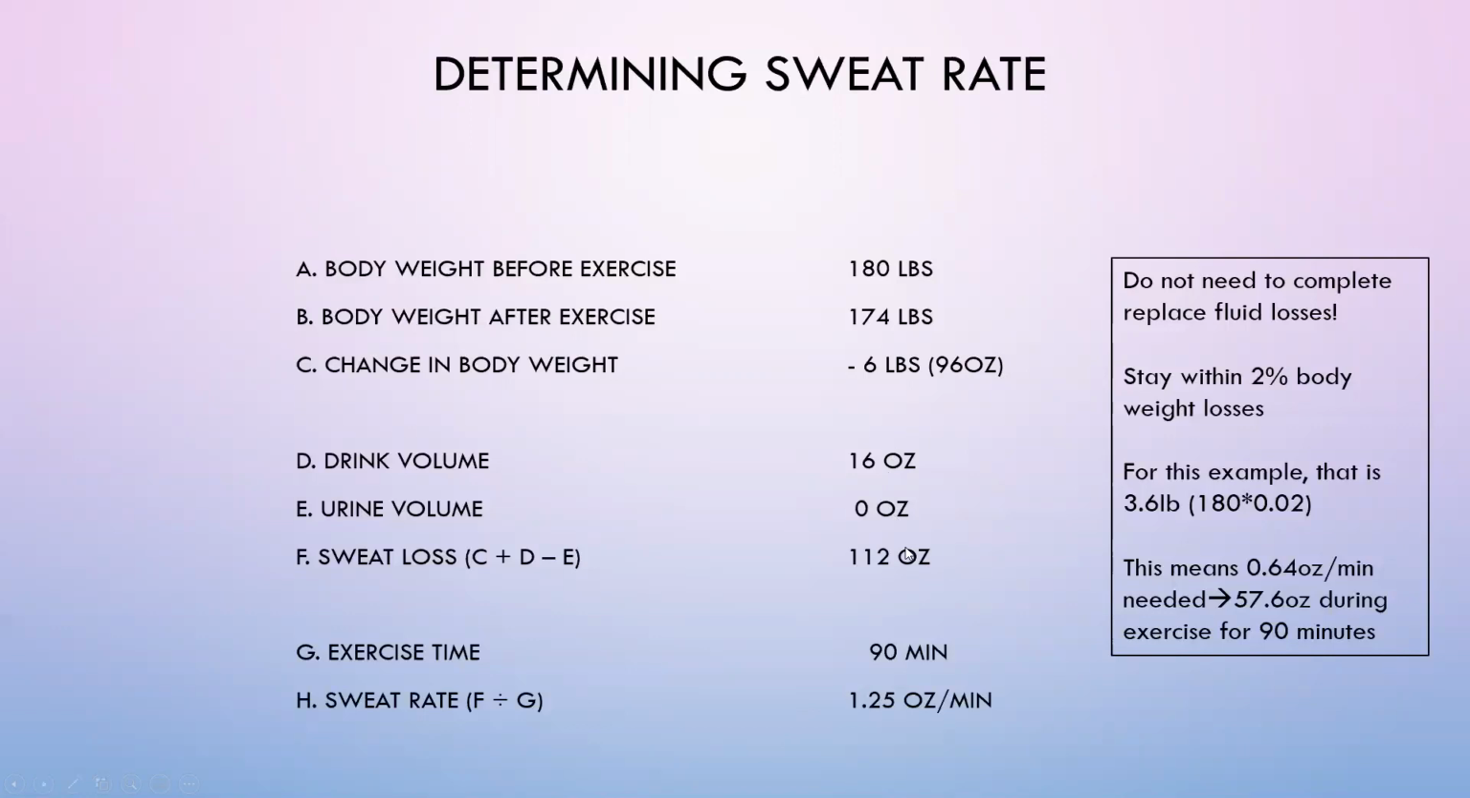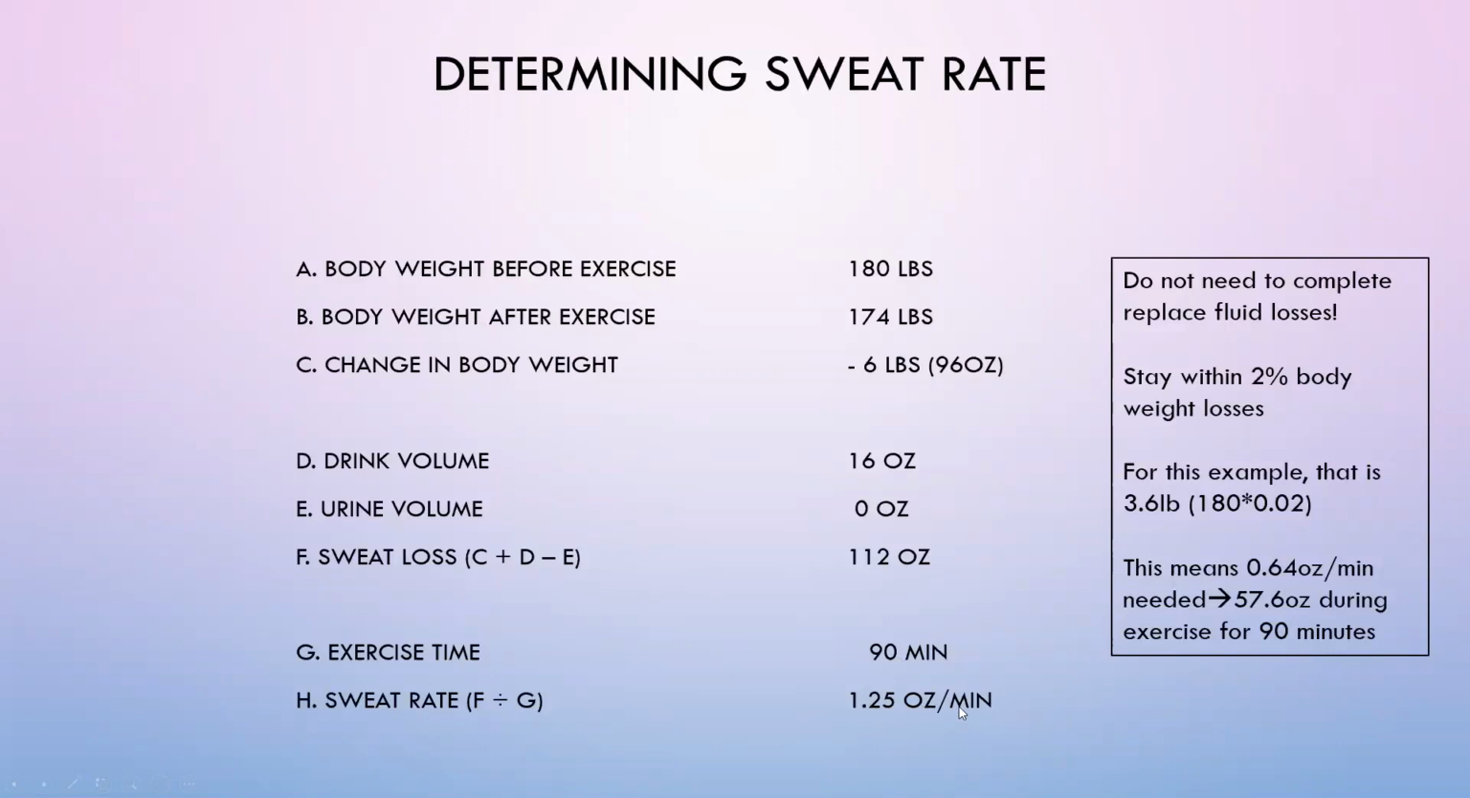Okay. So now we're going to look at the exercise time. In this example, it's 90 minutes. So we take 90 minutes and we compare that to our 112 ounces. So you're going to take 112 ounces divided by 90 minutes. That means that this person has a sweat rate of 1.25 ounces per minute. So every minute that person is exercising, they're losing roughly 1.25 ounces of fluid. Okay, so now we know what their sweat rate is.